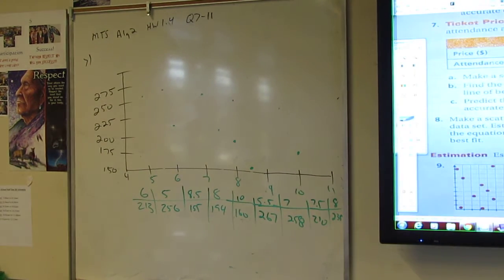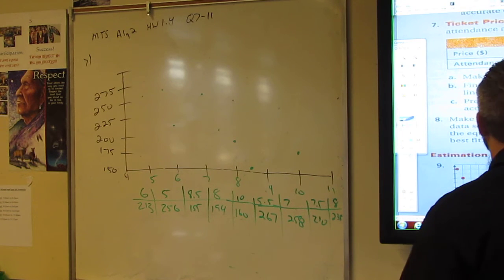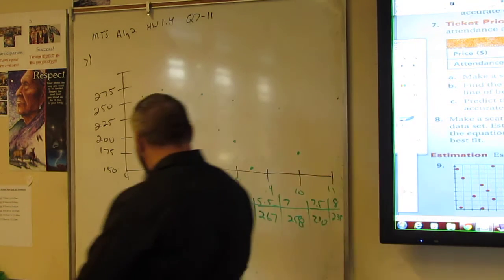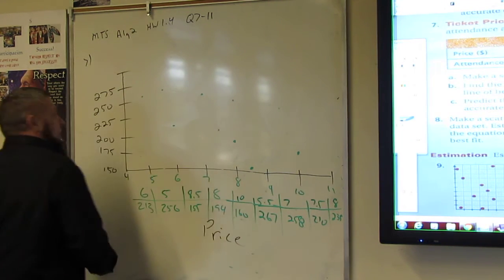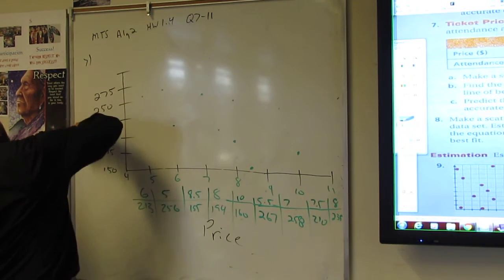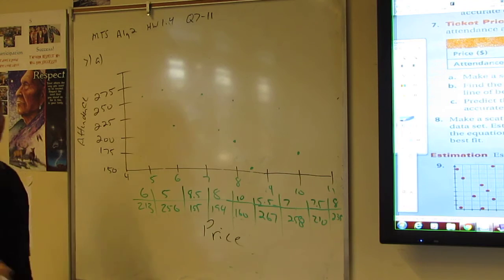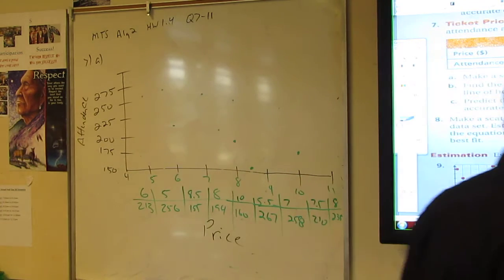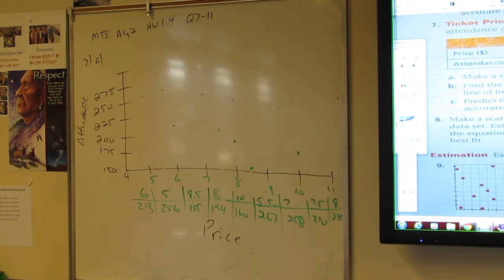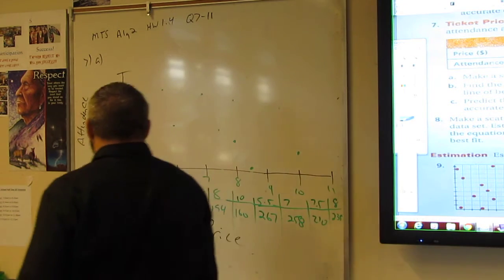That's just plotting, right? Then what they want to know is, well, I don't know. What do they want to know? Make a scatter plot of the data using the price as the independent variable. So prices are our x, and our attendance is the y, and that's a. Okay? B, find the correlation coefficient and the equation of the line of best fit. Oh my goodness. The equation of the line of best fit. We're going to have fun.